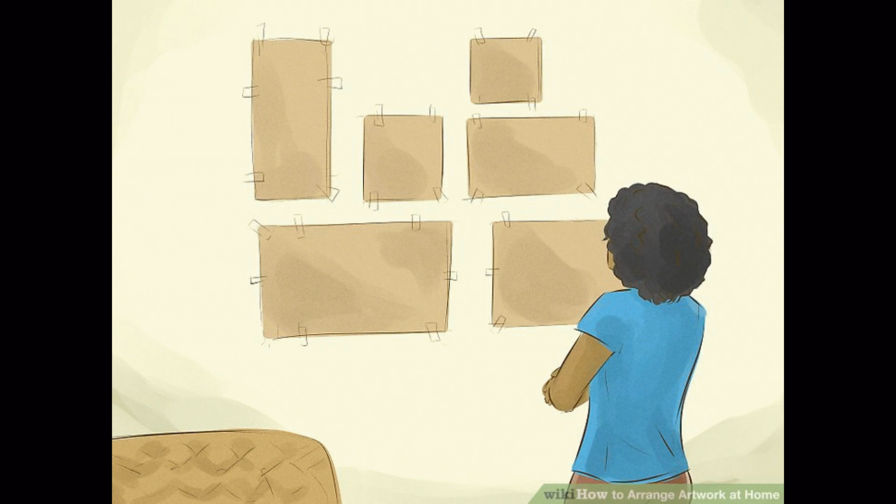If your floors are uneven, using a level may help you line up your artwork. Ask a friend to give you a second opinion regarding the positioning of the art before hanging it. They can help you determine what's most visually pleasing.